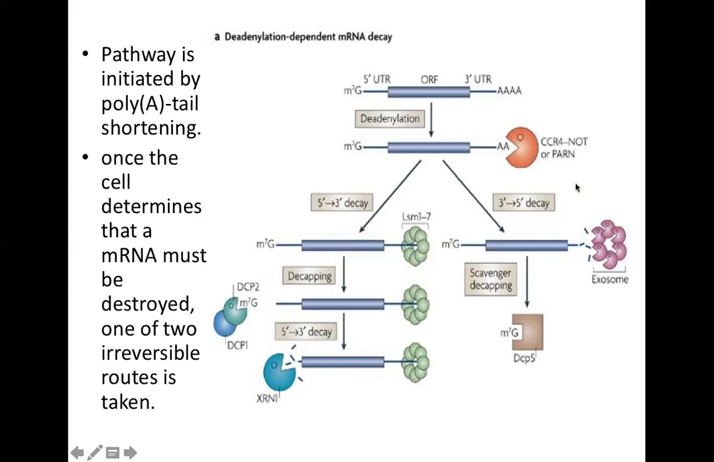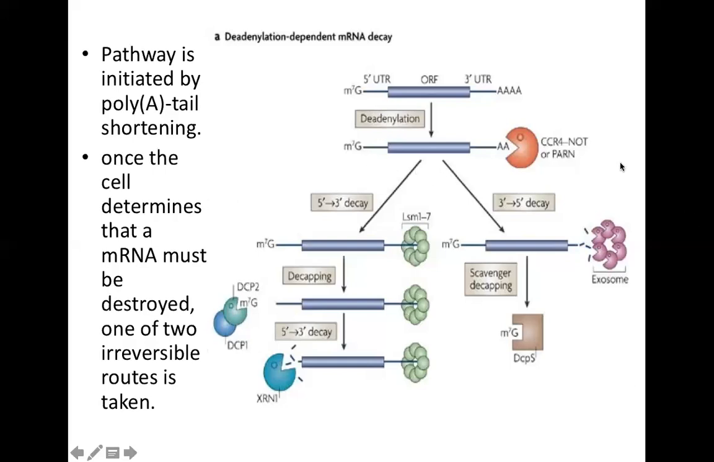So the poly A tail is removed by certain enzymes. We will study them later, how this phenomenon takes place. We will study both of these two things one by one. So the first thing you need to do is to remove the poly A tail, and then it can go into either direction, either 5' to 3' decay or 3' to 5' decay. Now we will study both of these two phenomena one by one. So first the 3' to 5' decay, and then 5' to 3' decay.